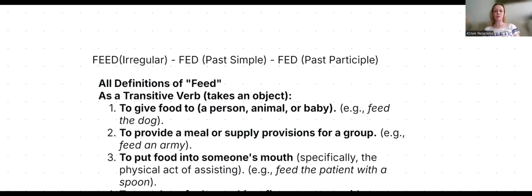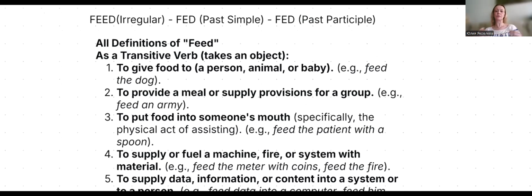So first of all, feed is a transitive verb. Transitive means that it can take an object without any additional parts of speech, no prepositions needed. The first meaning, which I think my student used in her answer, is to give food to somebody, a person, an animal, or a baby. So we can feed the dog, for example, or a mother can feed a baby. My mom is sick now, for example, so she can't eat herself, so I need to feed her. So this is the direct meaning of the word feed.